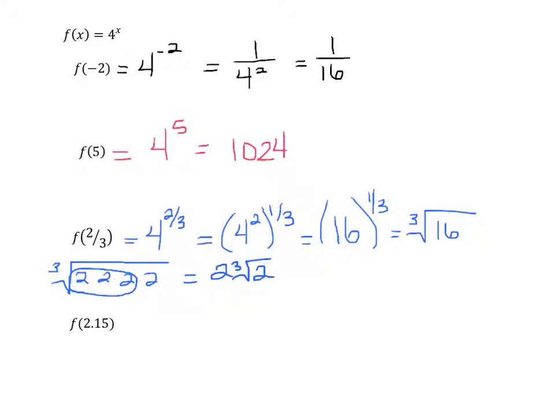The last problem, f of 2.15, it is a real number, so I can raise 4 to that power. Again, this is something that I would put into my calculator, and when I do, I get 19.698, and that's an approximation, it's a rounded value.